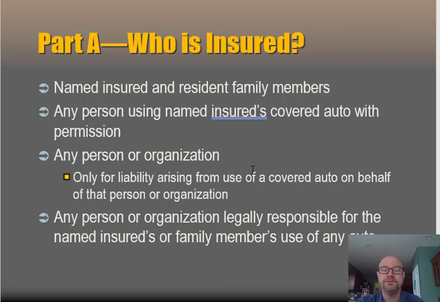Right? I mean, you could be forgiven for thinking, well, it's just going to be the person on the declarations. But yeah, it's that group. It's anybody who's a resident family member. It's anybody who I let drive my auto. And then it's anybody else who happens to get sued because of my use of my auto or someone else's auto. So it's pretty broad. A lot of different possibilities over how other people can be insured under my policy.